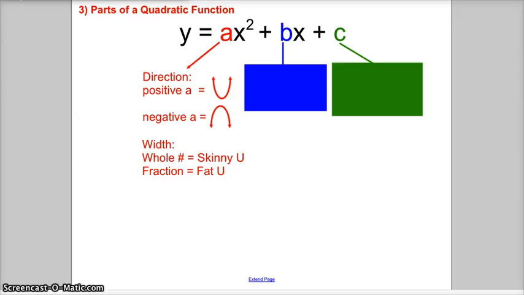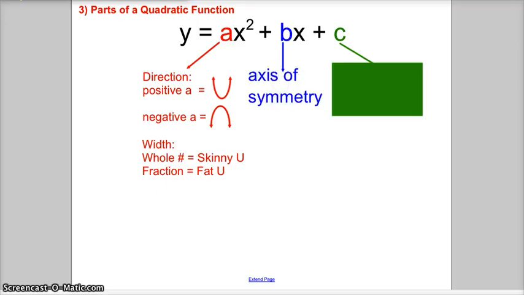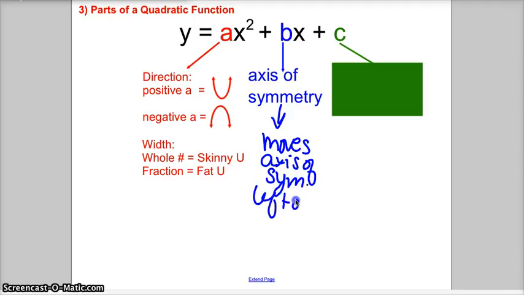The center b value term, and this is what kind of makes things a pain in the butt. What this term does is it's not exactly the axis of symmetry, but it affects the movement of the axis of symmetry. And specifically, it moves it left or right.